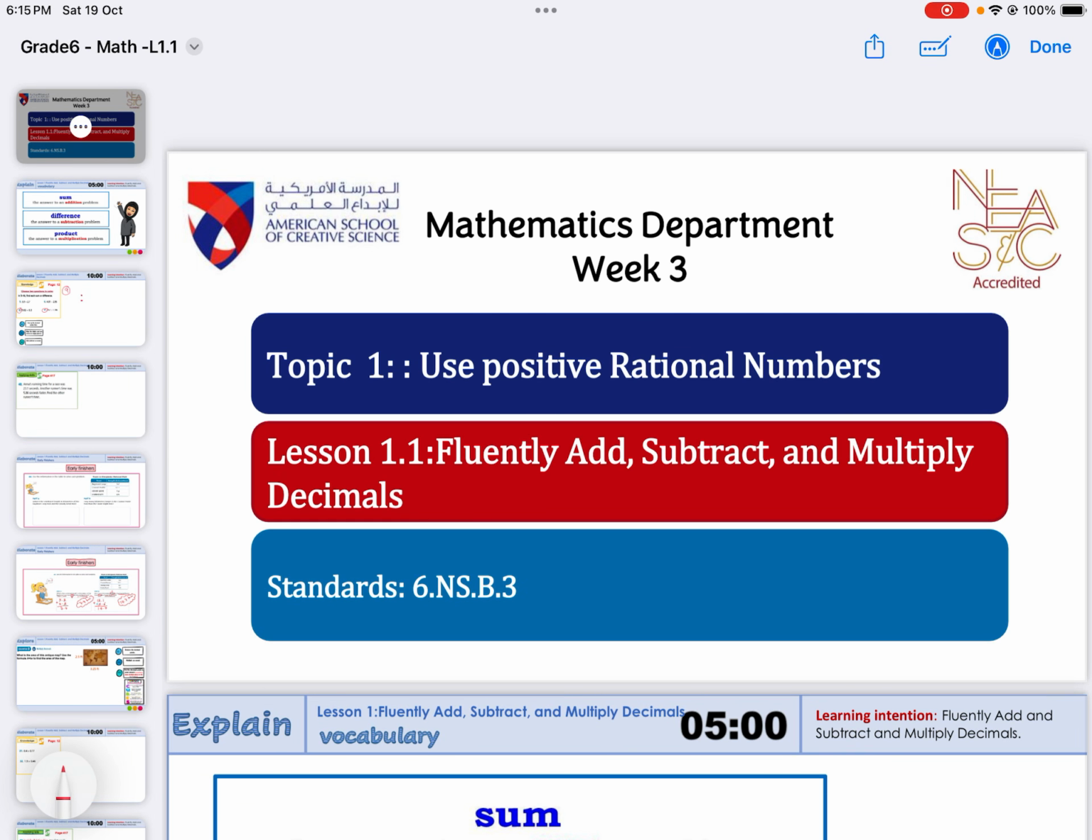Okay, assalamu alaikum everyone. So today I'm going to do with you a quick revision on each one of our midterm lessons, starting with the first lesson, which is fluently add, subtract, and multiply decimals. So we'll be sharing with you a couple of examples to help you recall the steps and apply them correctly.